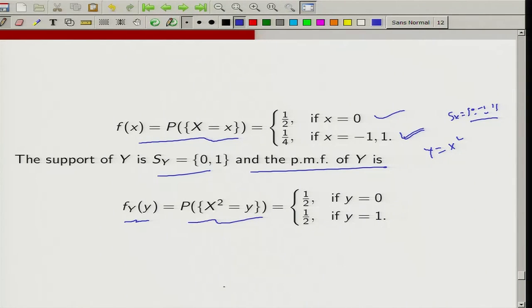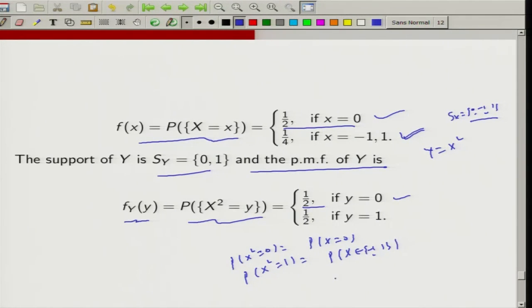and the probability mass function of y would be f_y(y), which is probability x square is equal to y. Now, if y is equal to 0, then I have to find the probability x square is equal to 0. Probability x square equal to 0 means probability x equal to 0, which is half. Then for y equal to 1, probability x square is equal to 1 is the same as probability x is either minus 1 or 1, which is probability x equal to minus 1 plus probability x equal to 1. Each of them is 1 by 4, so the sum of the probabilities would be half. So, this would be half if y is equal to 1, and 0 otherwise.